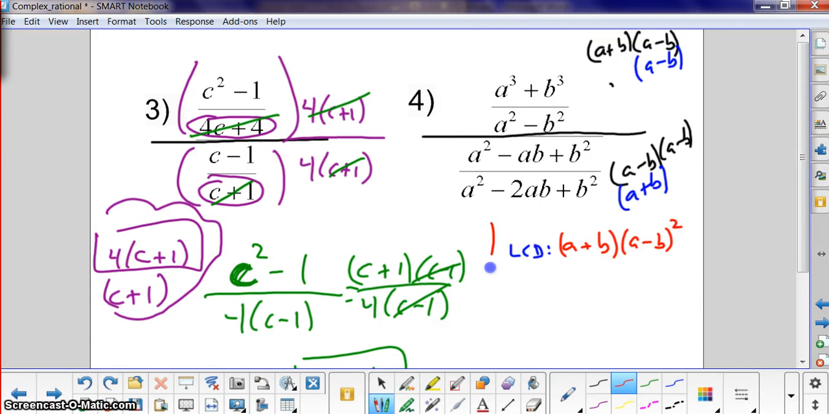Okay, so I found the least common denominator to be a plus b times a minus b times a minus b. You can see up here a squared minus b squared was a plus b times a minus b, and the denominator down here was a minus b. So this one was missing one of the a minus b's, so that's what it needs. This one was missing one of the a plus b's, so that's what it needs. So altogether it needs a plus b times a minus b quantities squared as the least common denominator. So here's your challenge. Multiply this by the least common denominator.